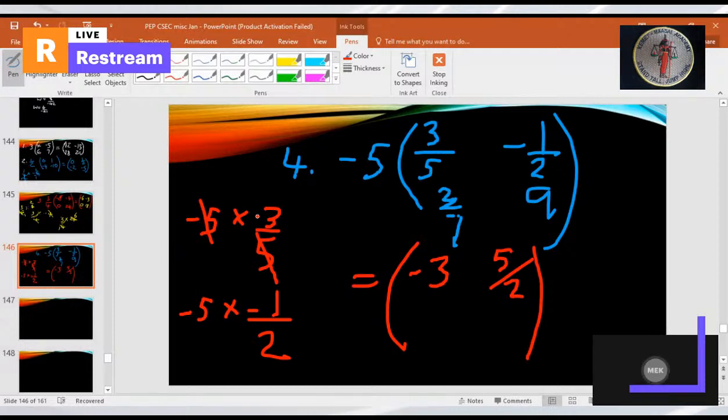And we have negative 5 now times 2 over 7. So negative 5 times 2 over 7. Nothing can cancel there. So negative 5 times 2 is negative 10 over 7. We can leave it like that in our matrix. And negative 5 times 9 will be negative 45.